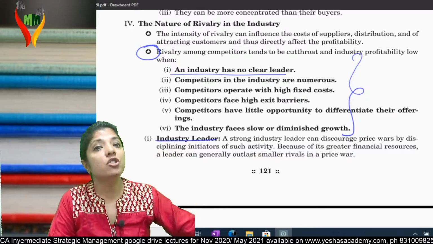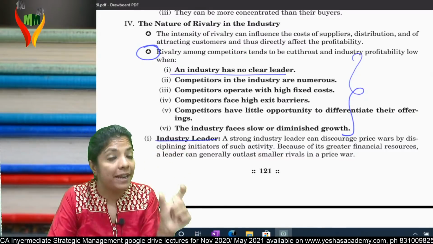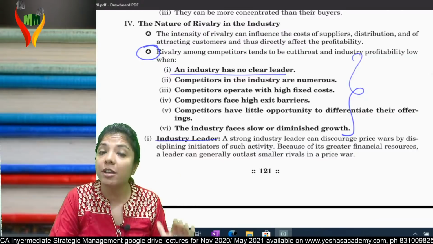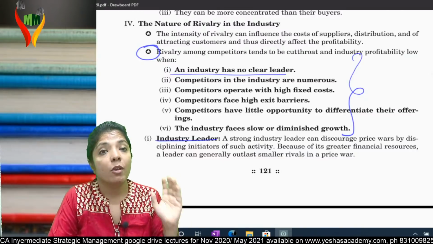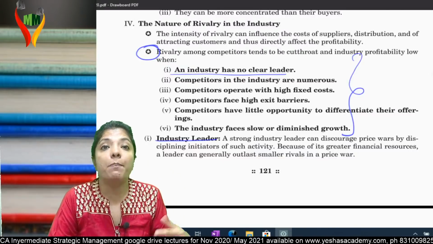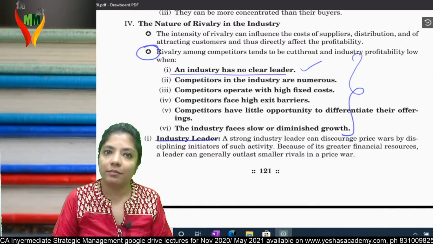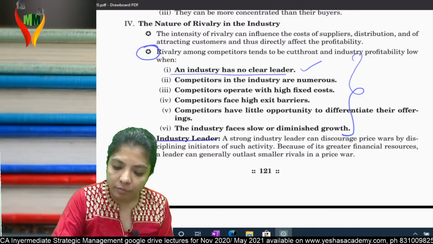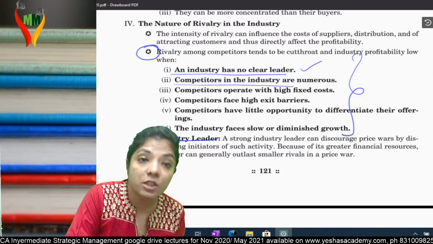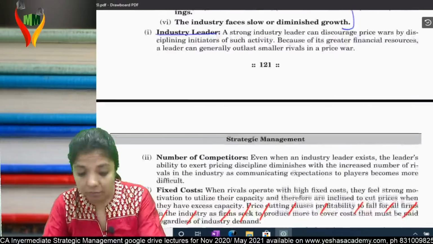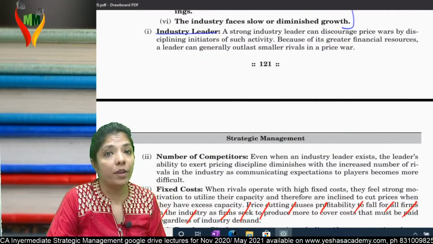Simple. The industry leaders can take disciplinary action against those people who are doing this price war. But the problem is, there is no leader. There is no leader. Am I clear? Second point. Competitors in the industry are numerous. Now understand what is happening here.